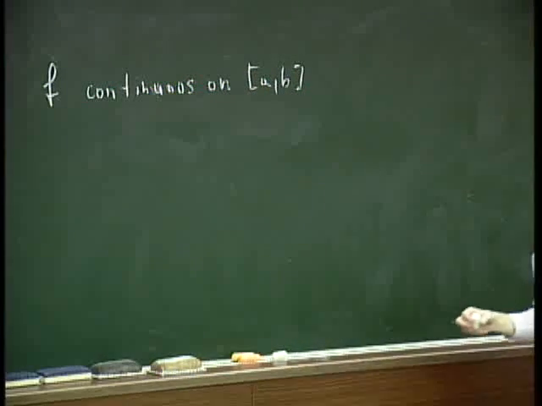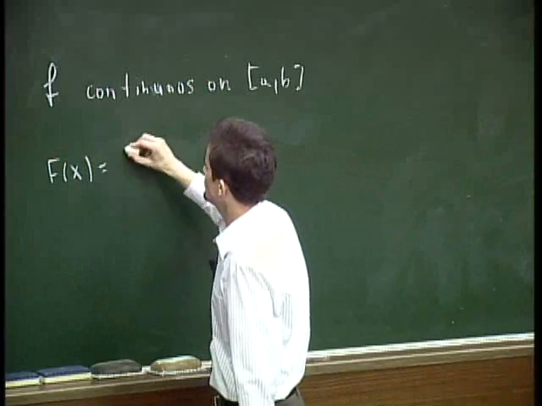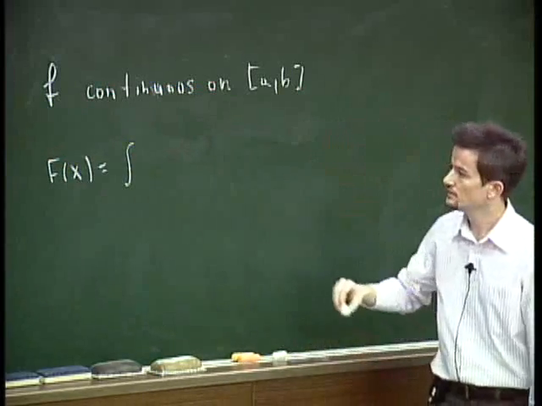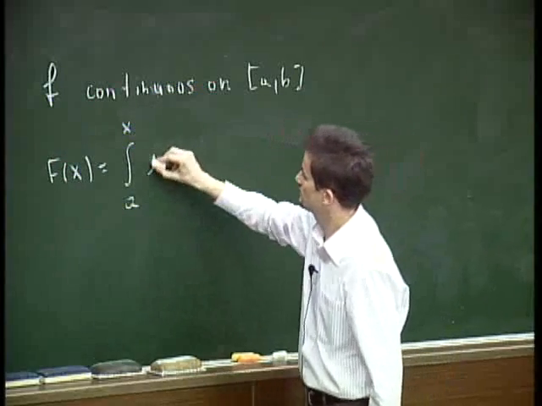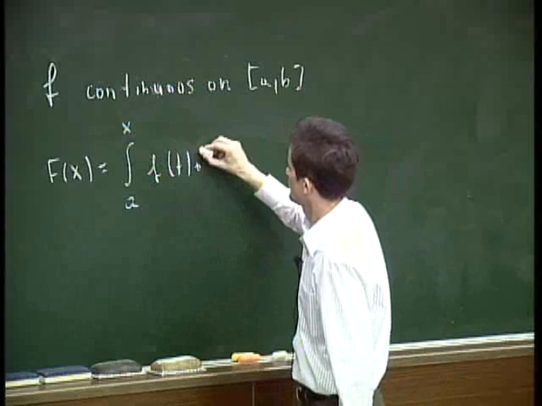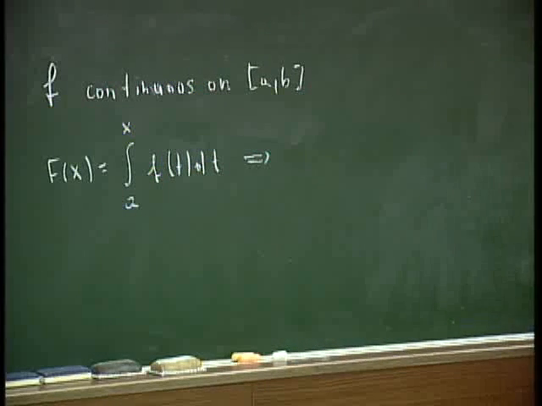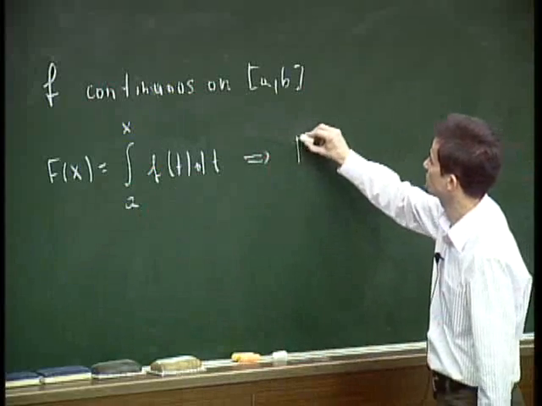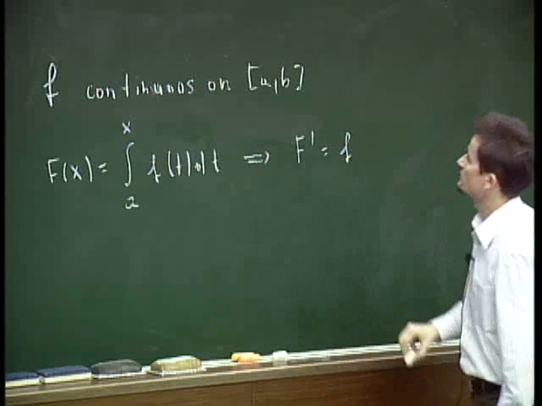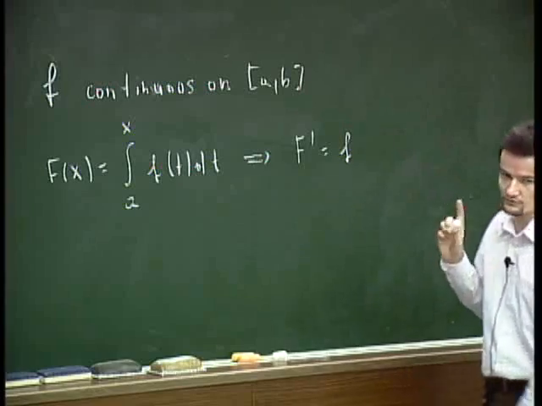and we define a new function F of x by using the definite integral, but the upper limit is a variable, then the first part of the fundamental theorem of calculus tells us that this function is an antiderivative of f of t, so the derivative of capital F is equal to small f. Now, this is the first part.